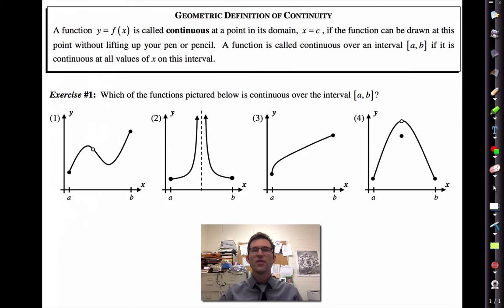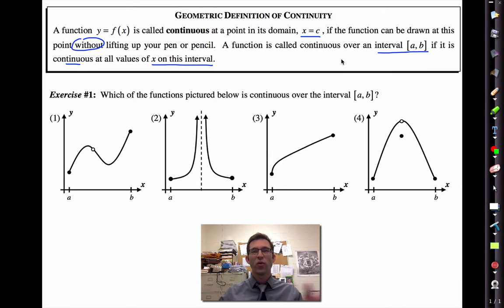Alright. The geometric definition of continuity. A function f of x is called continuous at a point in its domain, x equals c, if the function can be drawn at this point without lifting up your pen or pencil. A function is called continuous over an interval, a to b, if it is continuous at all values of x on this interval. Alright? So it's very simple.